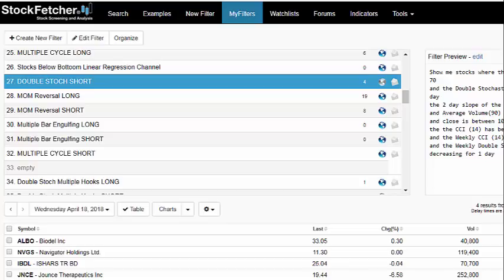All right, so let me show you. This is called the double stochastic short. This is one of mine that I created. They do have pre-made filters as well. They call them filters instead of screens or scans. Just a different term for the same thing.